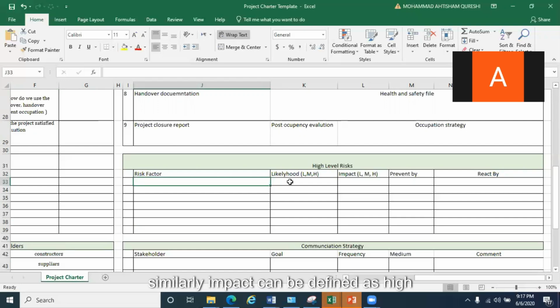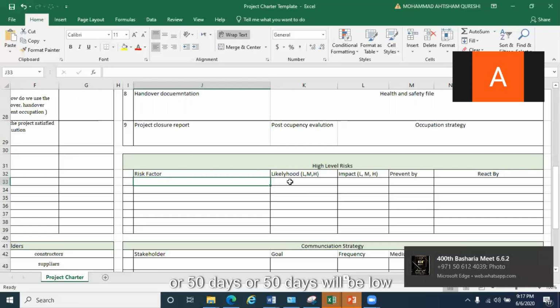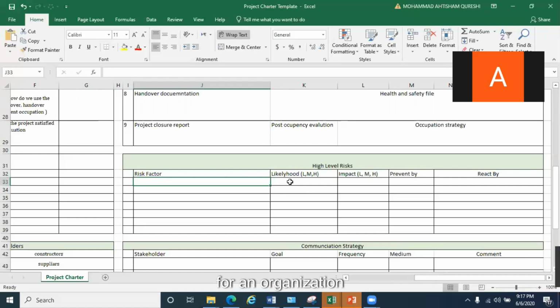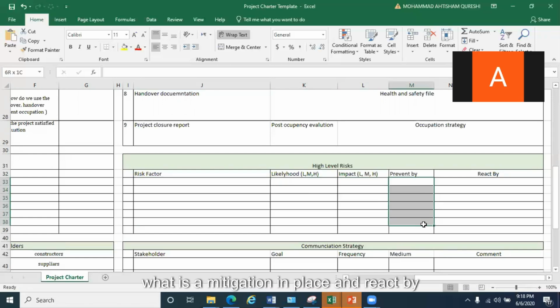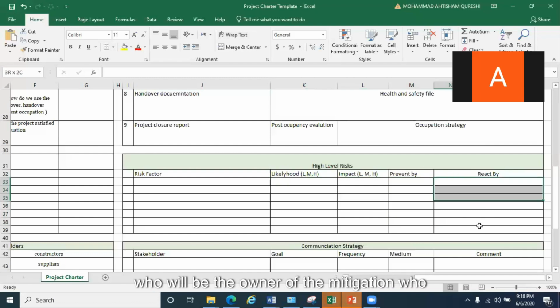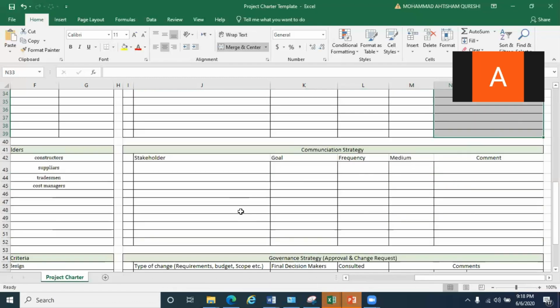Similarly, impact can be defined as high, medium, low. Impact can be that 5 days will be lost, 25 days will be lost, or 50 days will be lost. So it depends on the organization. For an organization, 1 day is low and 5 days medium and 10 days is high, or if they have 10 days is low, 20 days is medium and 30 days is high. It depends. And prevent by what is the mitigation in place, and react by who will be the owner of the mitigation, who has to take an action. Okay. And so on.